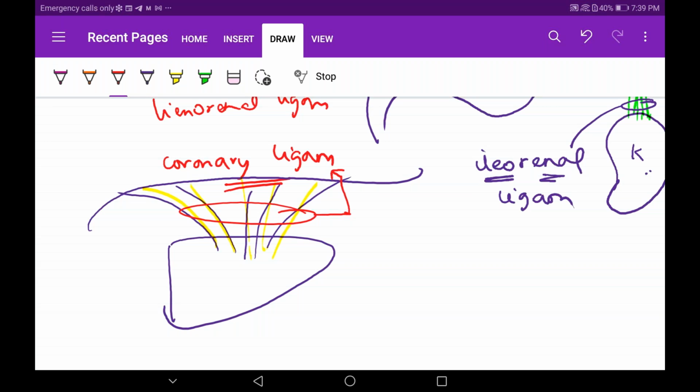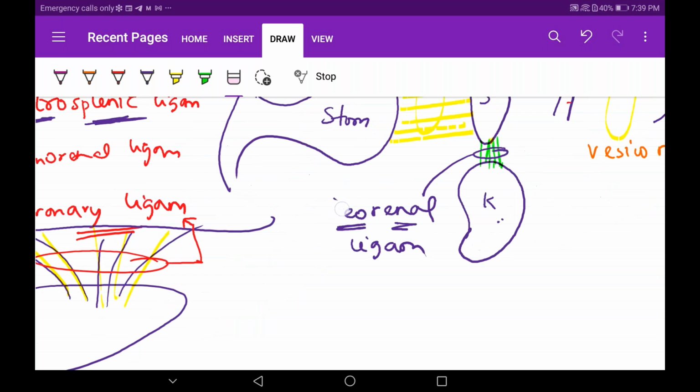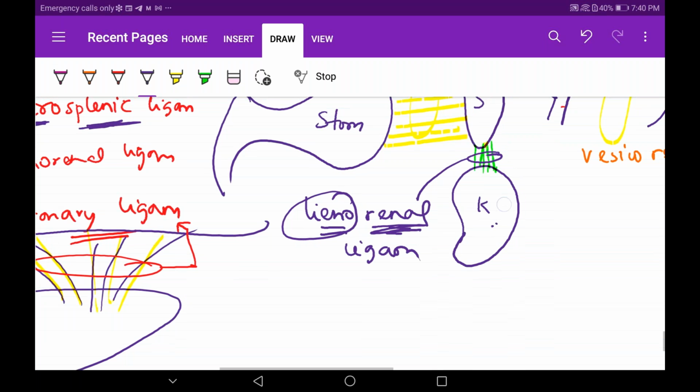LAQ, that is also. Yes, they're saying, isn't it, lienorenal ligament? Oh, sorry, I've written ilio. Sorry, my friends. Lienorenal ligament. Okay, lienorenal ligament. Lieno is for spleen, renal is for kidney, right? My bad. I think I've just mixed up the words.